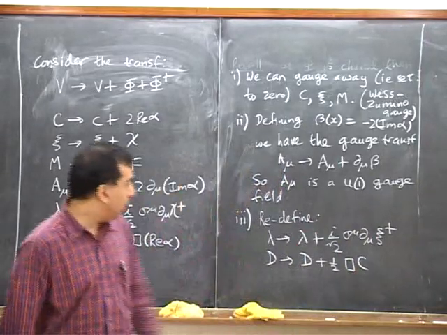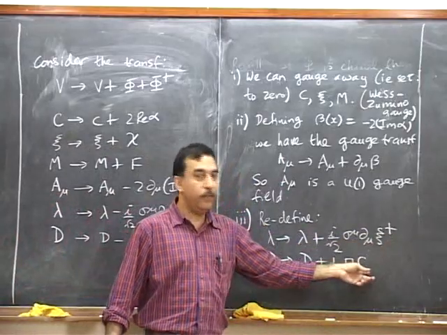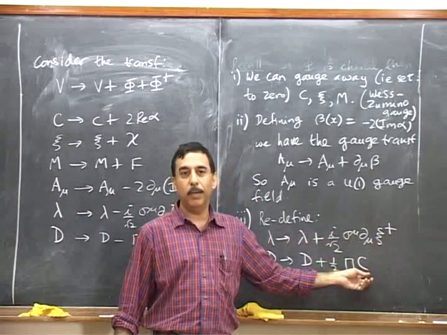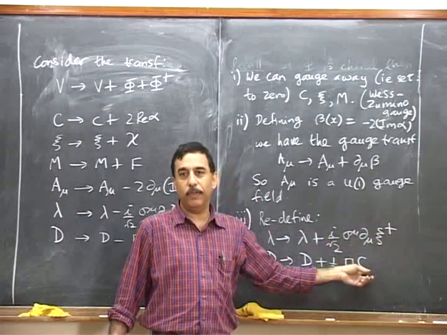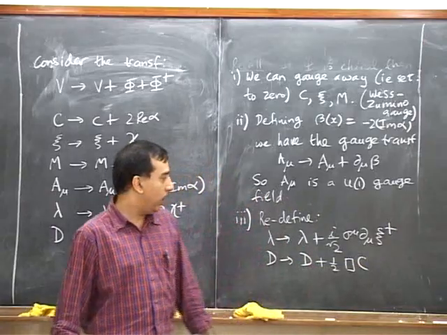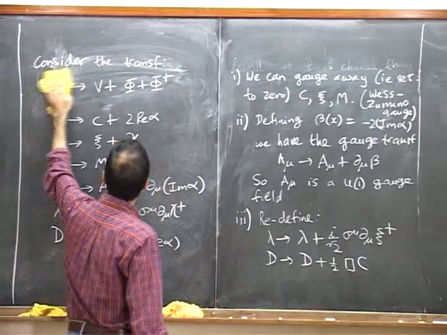Please understand very clearly that I am redefining these fields in terms of other fields which occur in the vector superfield. I am not redefining them in terms of other parameters. These are not other parameters. These are also fields which occur in the original vector superfield. Okay? With this redefinition, the vector superfield.